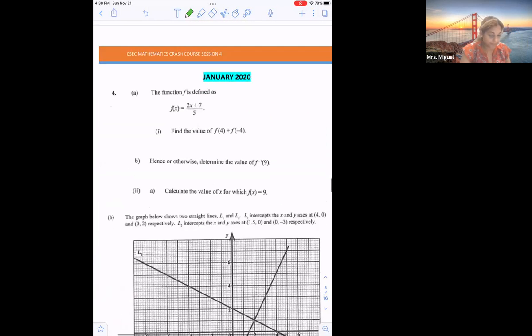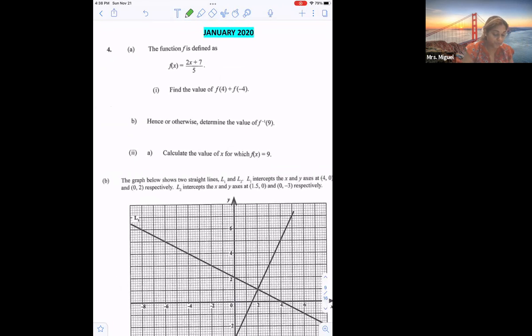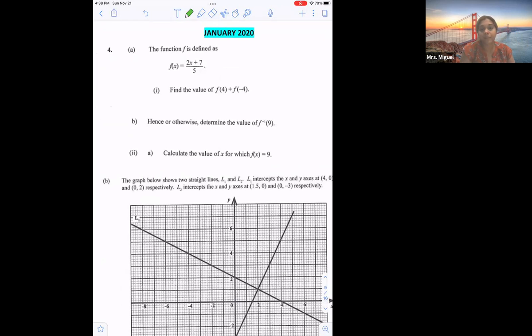Let's go. January 2020. The function f is defined such that f of x is equal to 2x plus 7. So we are going to do this one together. We want to find f of 4 and f of minus 4.